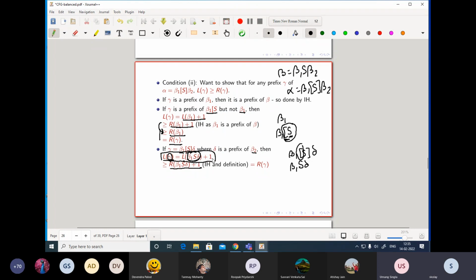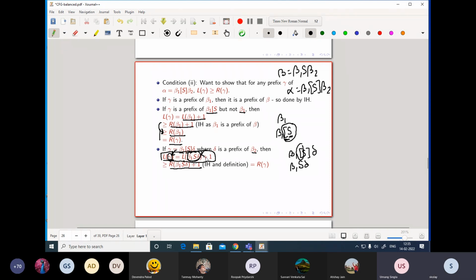I am just noticing this has nothing to do with prefixes. I am just saying, look at the structure of gamma, look at the structure of beta 1 S delta. Number of left brackets on the left hand side is one more than number of left brackets in beta 1 S delta. This is just structural information. Yes, ma'am. Right. Now this is a prefix of beta. This was a prefix of alpha.